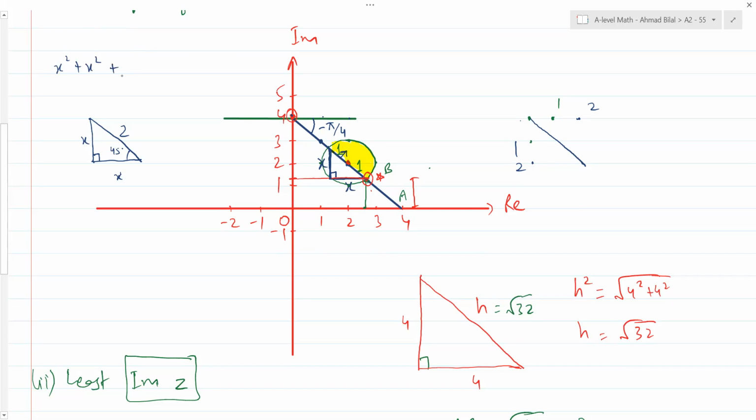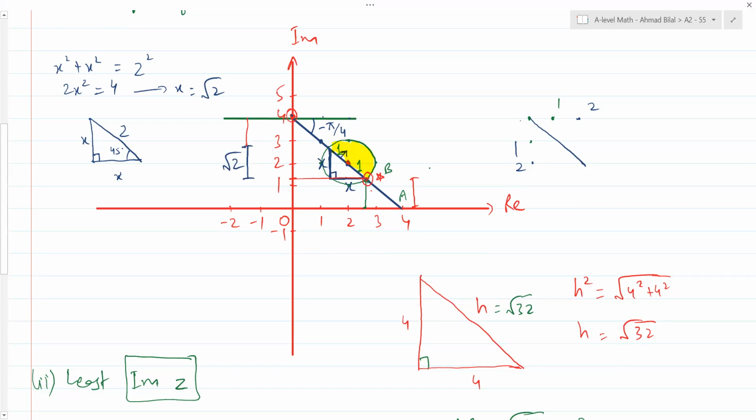Sorry, that's equal to 2 square. That's 2x square equals 4. What will the value of x come to? Square root of 2. Does that make sense? So now we have found this square root of 2.